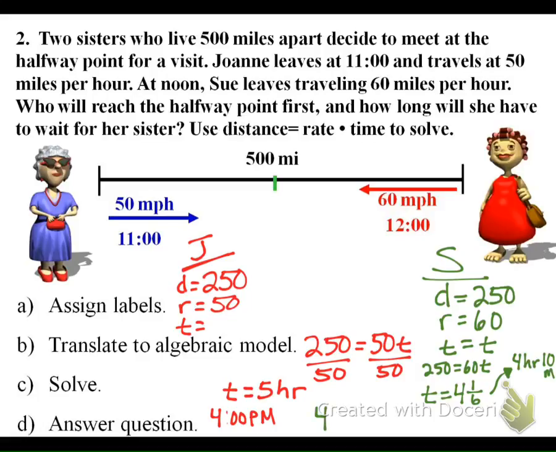So one sister, Joanne, gets there at 4. Sue gets there at 4:10. So who gets there first? Joanne. So my answer is going to be Joanne. And how long does Joanne wait? 10 minutes. So just say Joanne, 10 minutes.